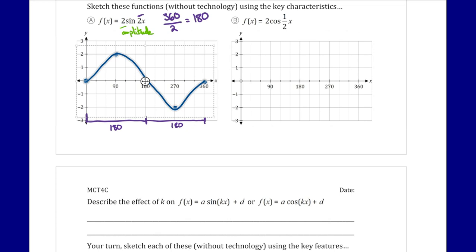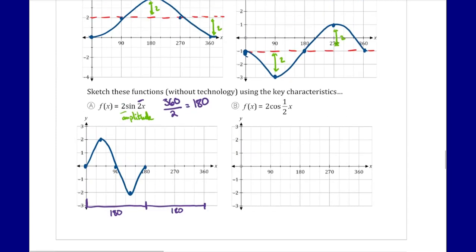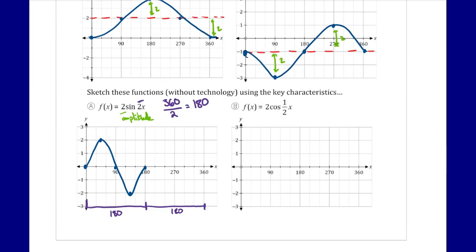What the 2 attached to the x is telling us is that I need to have 2 of these inside 360 degrees. So that means this entire wave needs to shrink to fit between 0 and 180. Now, if I look at this, what happened to my values? Well, the max and the min didn't change. Our amplitude didn't change. These are still 2, which we want. My midline didn't change. That's still 0.